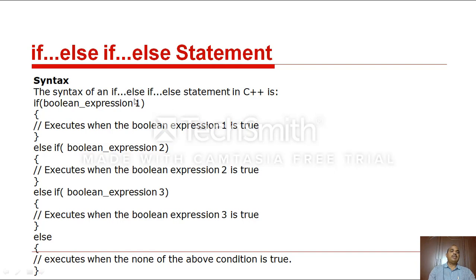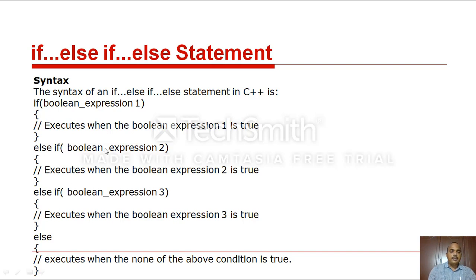The general syntax of an if else if else statement in C++ is: if Boolean expression 1, it executes when Boolean expression 1 is true. If the condition is true, this block of statements will execute, the if block. When this condition becomes false, the control goes to the else part, and else follows if. See, all of you, here else follows if.